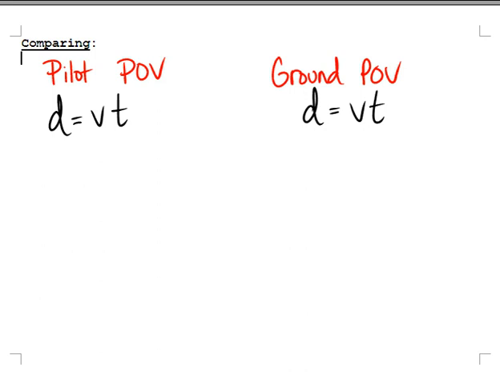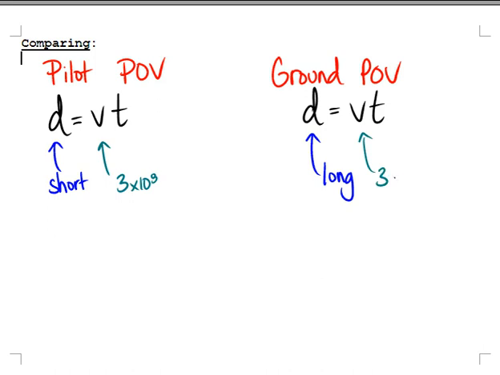The issue is, again, that they disagree on the distance. Remember, the pilot sees the photon just travel like 1 meter up, 1 meter down. The pilot sees that photon travel a short distance, but the people on the ground, they're going to see it travel a long distance, that diagonal distance. They both agree on the velocity. The velocity is simply 3 times 10 to the 8. It's the same value, right? It's locked in. The speed of light is always the speed of light.